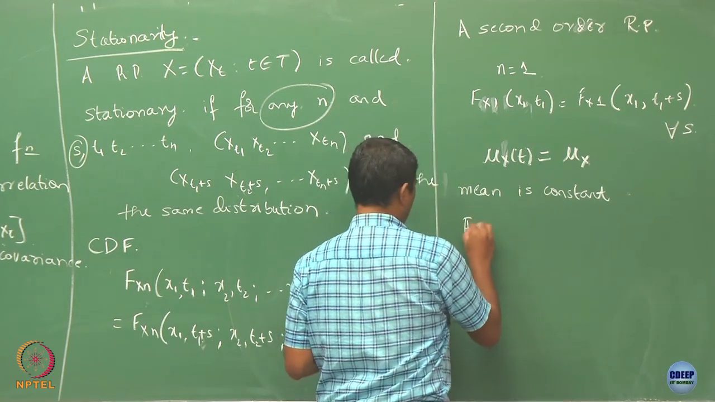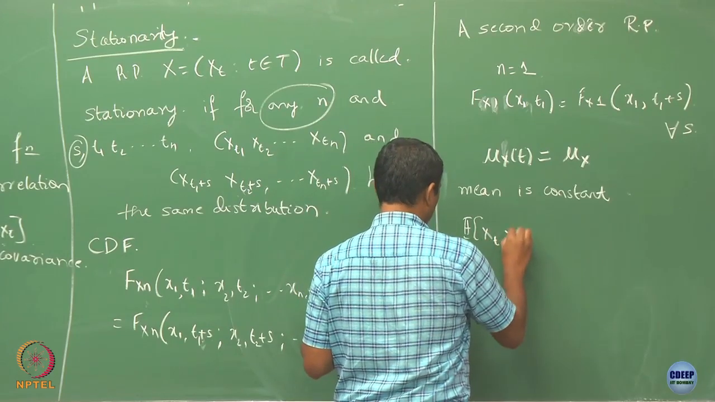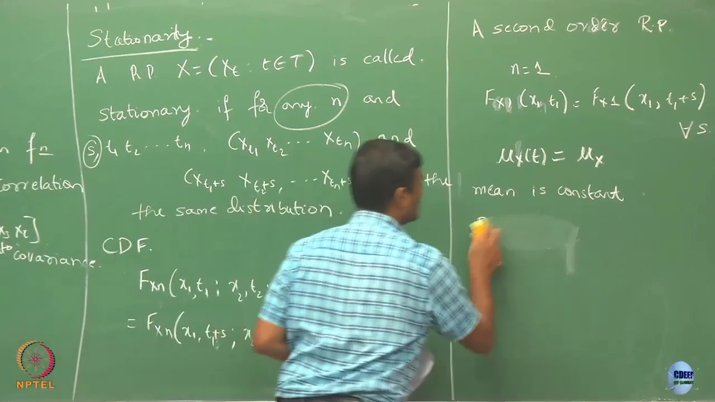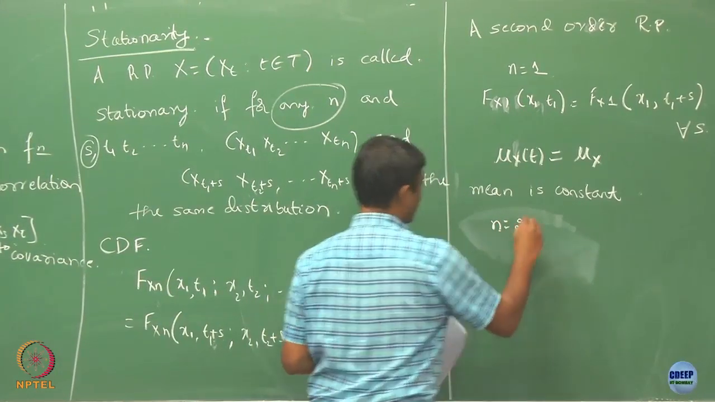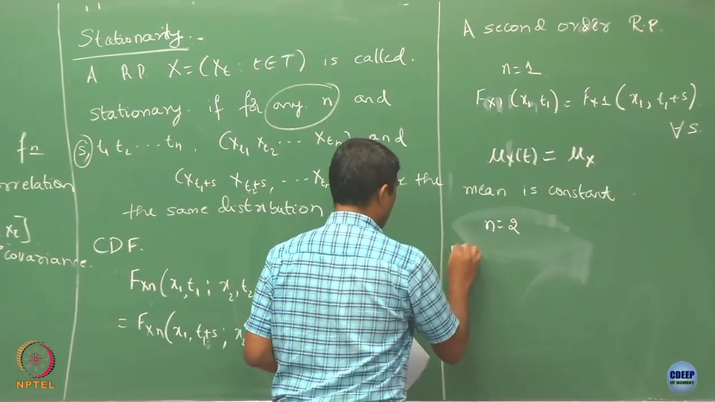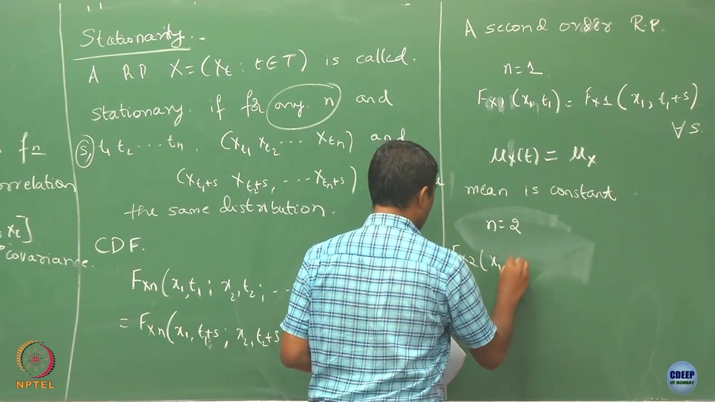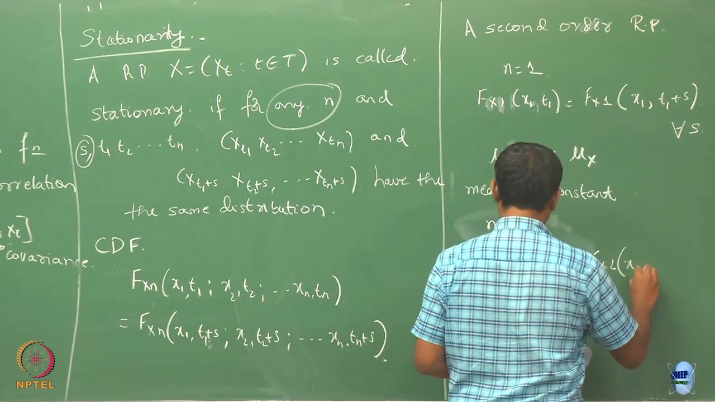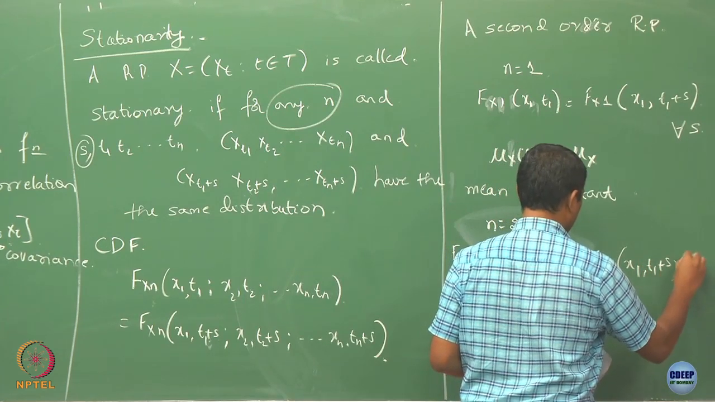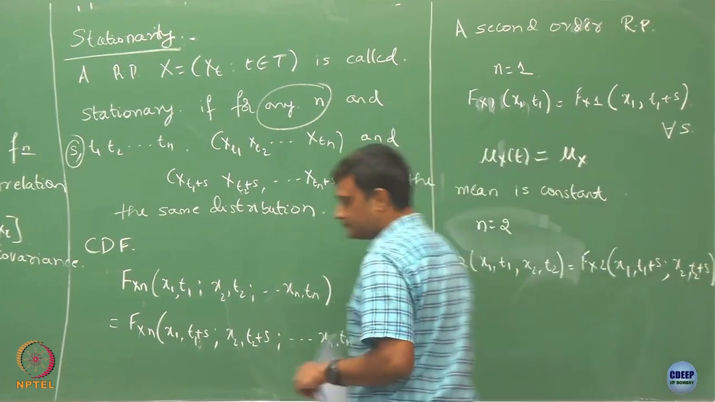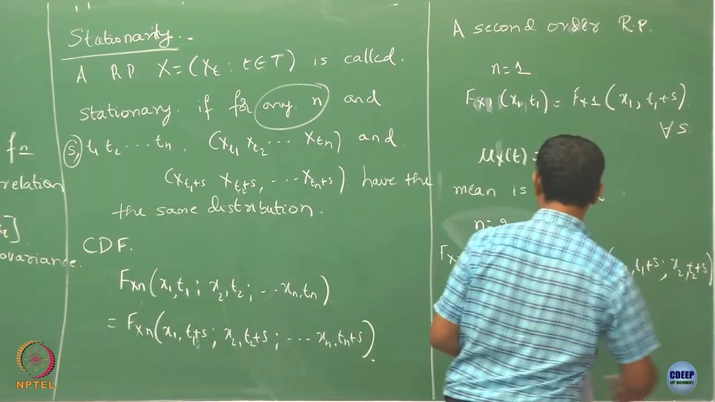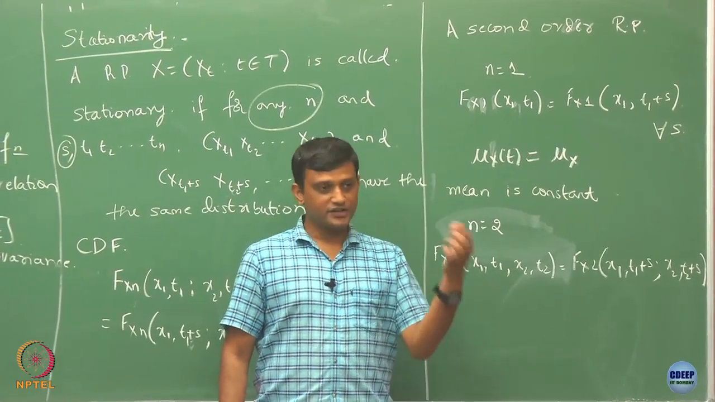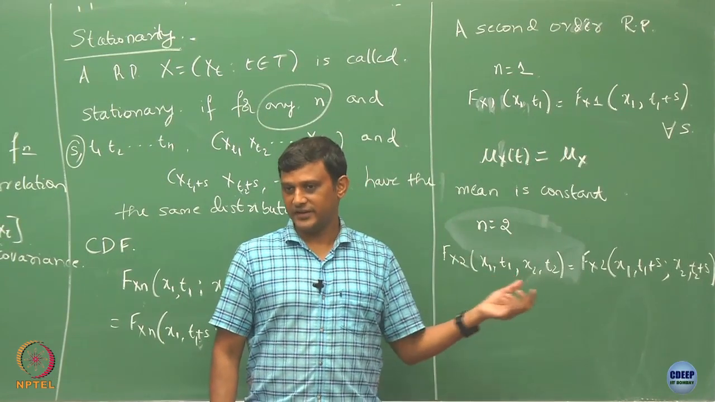Now let us look at the covariance. Maybe before that, let us apply the same thing for the n equals 2 case. What that means is F of X1 at t1, X2 at t2 is equal to F of X1 at t1 plus s and X2 at t2 plus s. Now the claim is, if you look at any pair of random variables, their joint distribution is going to be the same for any pair. Is that true from this condition?